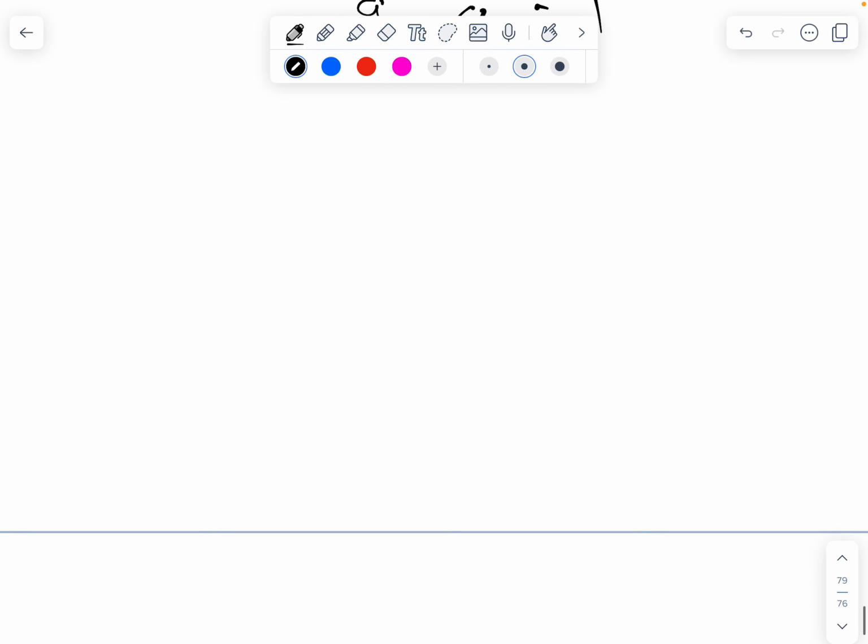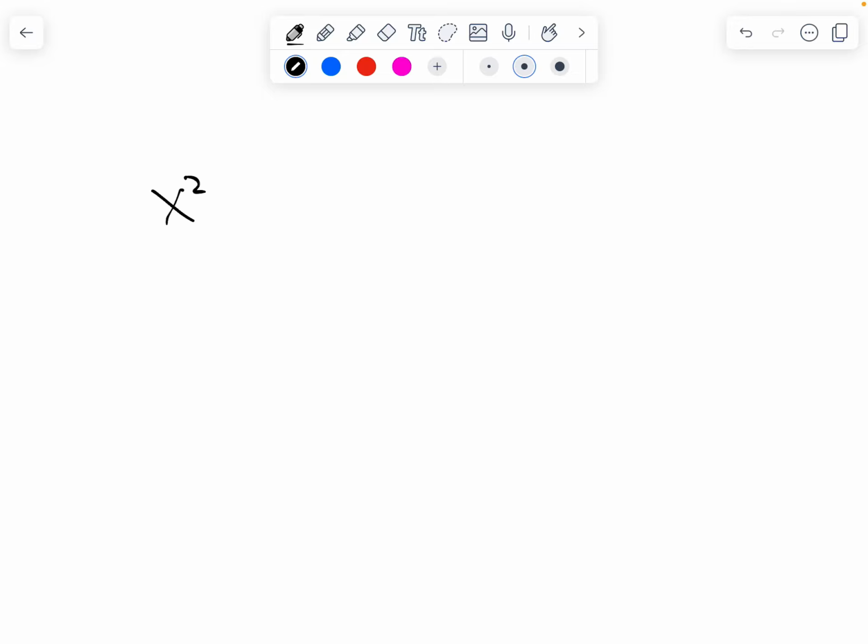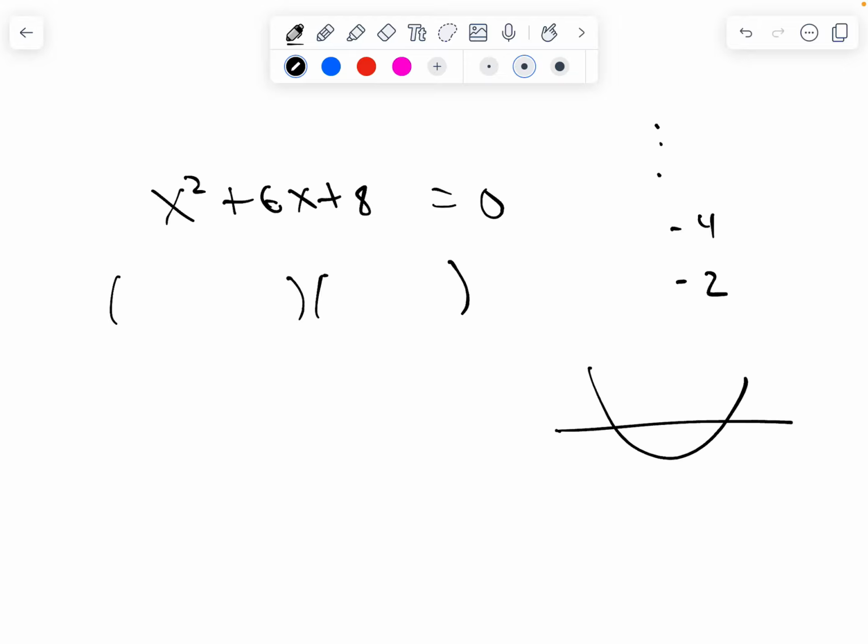Okay, so just to recap, in case you're confused, here's the idea. If you have something like this, x squared plus 6x plus 8, and you want to factor it, one way of doing that is setting this equal to 0 and using the quadratic formula, and when you do that, you're going to get negative 4 and negative 2 as your solutions. On a graph, they would look like this, negative 4, negative 2.